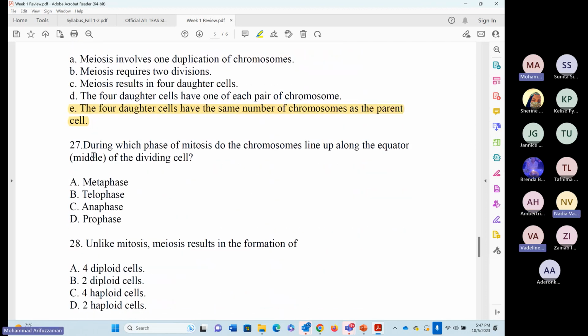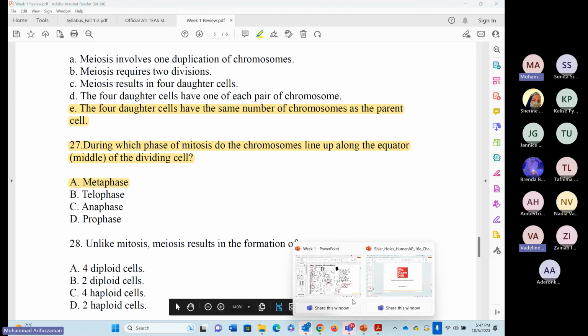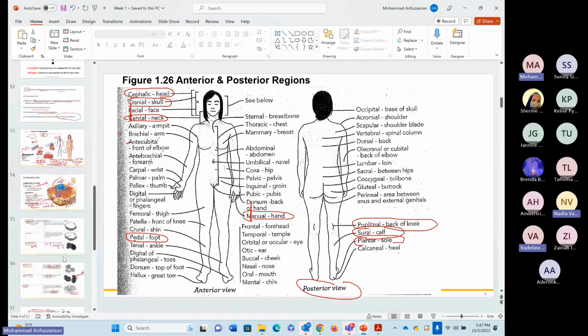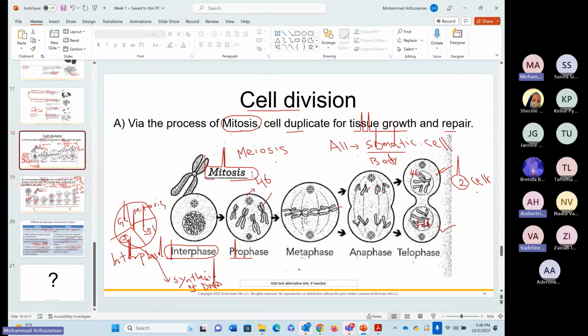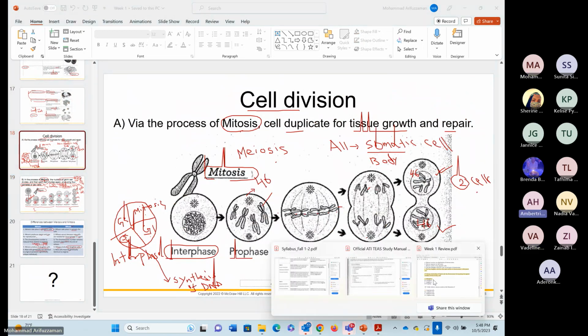Okay. During which phase of mitosis do the chromosomes line up along the midline? Metaphase. Yes, the metaphase. I think we discussed this here. Look, in metaphase, chromosomes align into the midline. You can see the metaphase. Good.